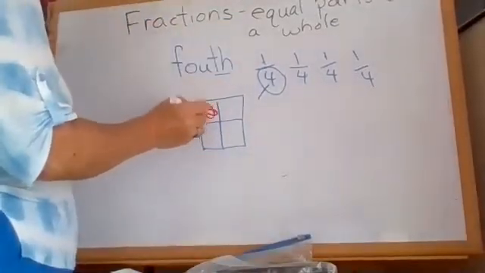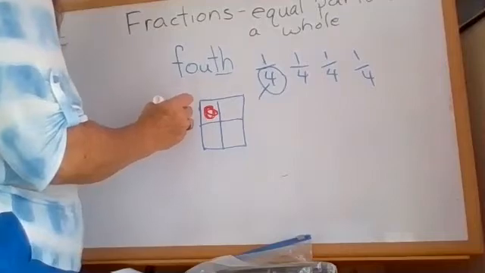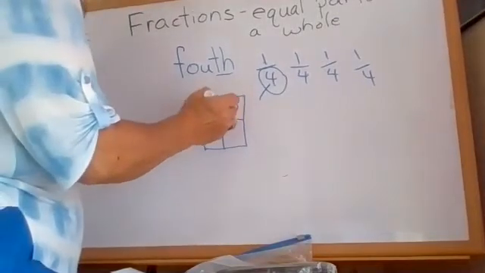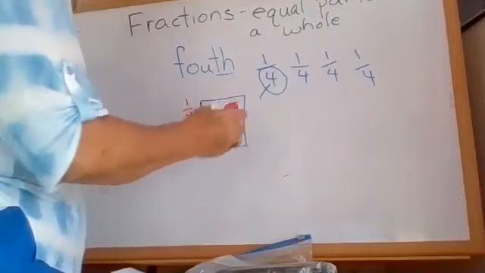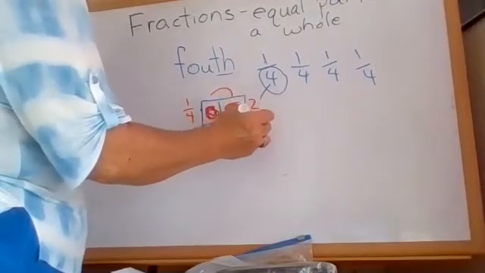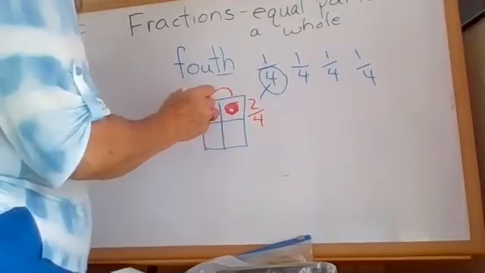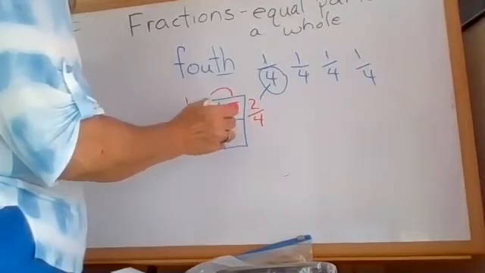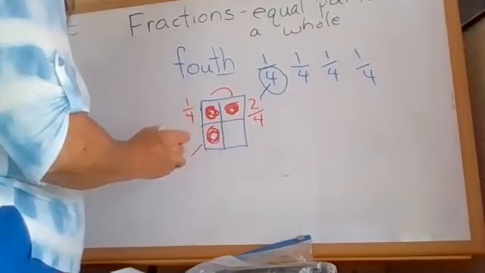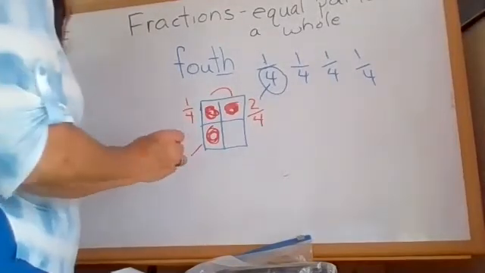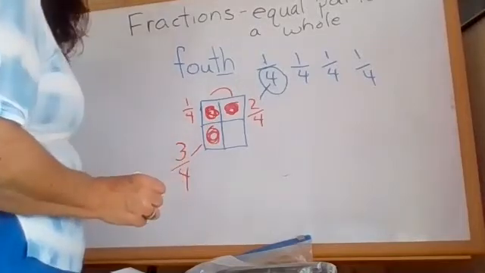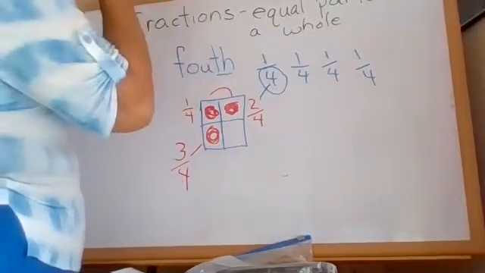If I colored 1, that would be 1/4 is red. Now watch here. Now I'm going to color 2 of them red. These 2 together show me I have 2/4. 2 out of the 4 are red. If I colored 3, what do you think the fraction for that would be? Yep, 3/4. Remember, you've got to put that digraph at the end.